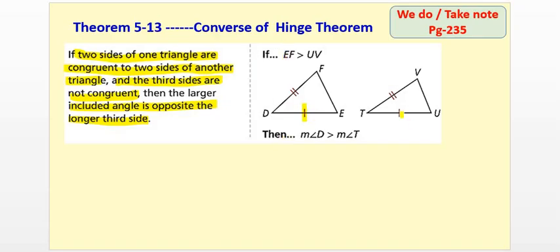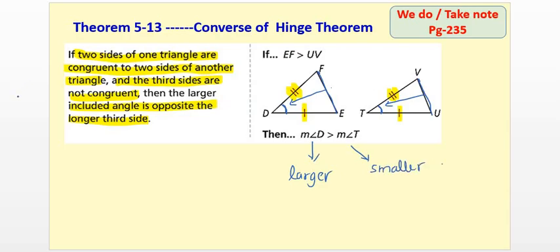Now look at this side is congruent to this one and this side is congruent to this one. Now we know that side EF is greater than side UV. So what can I say about the opposite angles? Now I will go across the triangle, and the angle that will be opposite to these sides, I can decide that angle D will be greater than angle T. And what is the reason? Because angle D is lying opposite to a larger side and angle T is lying opposite to a smaller side.